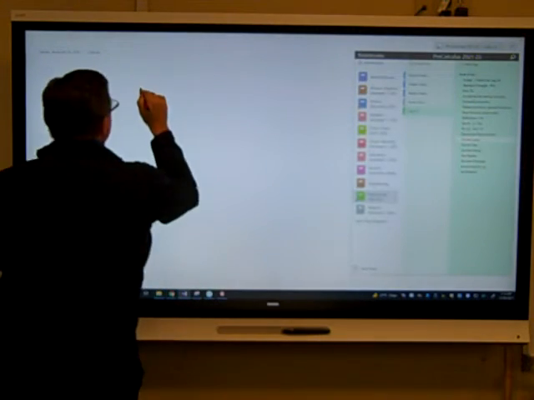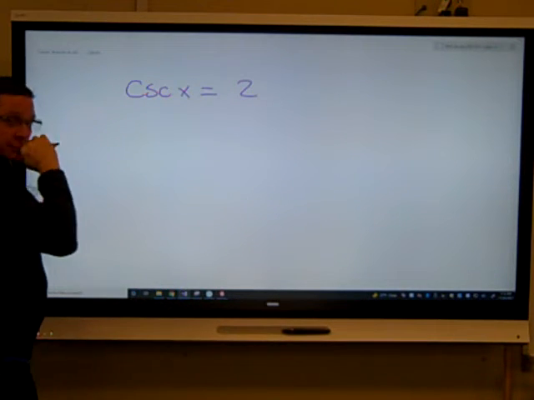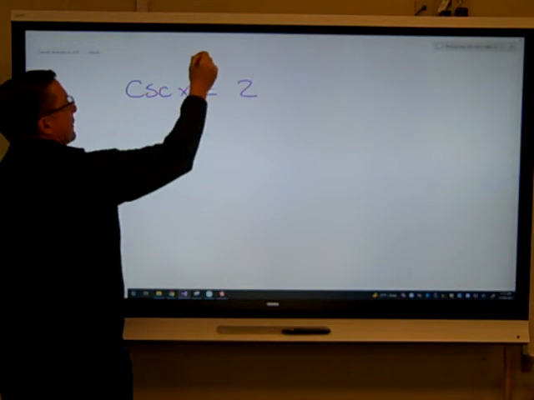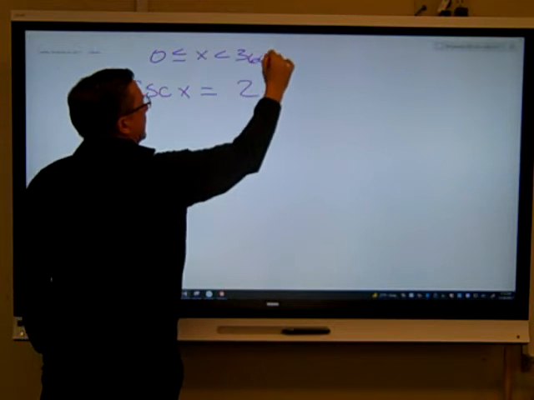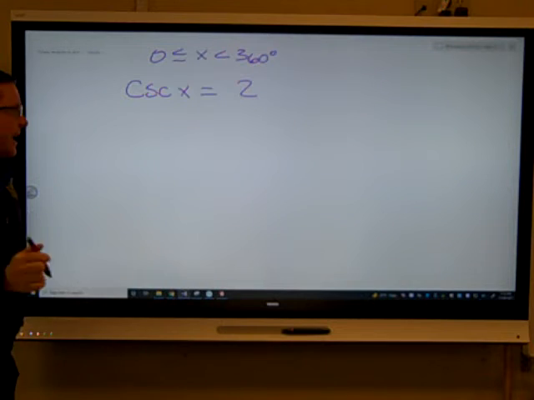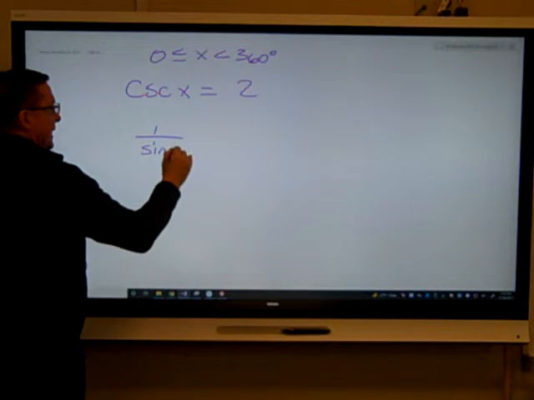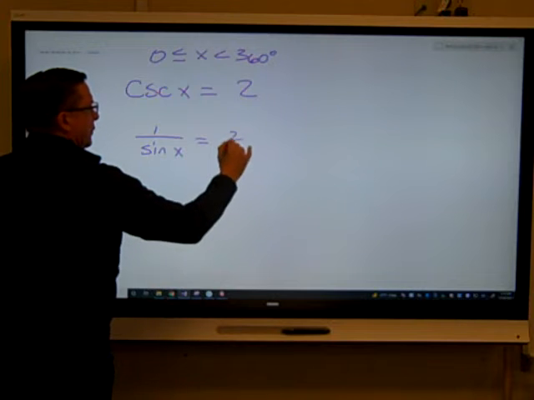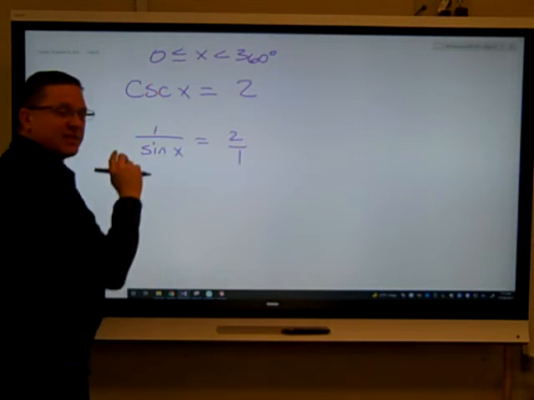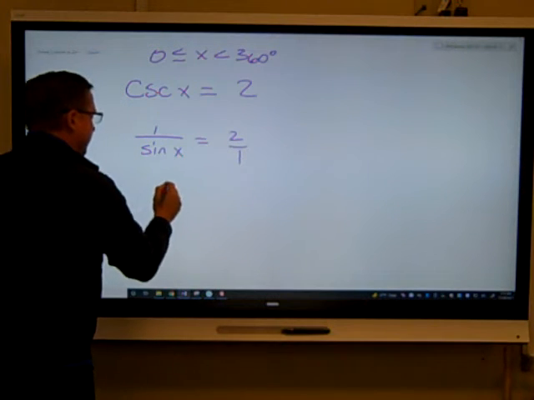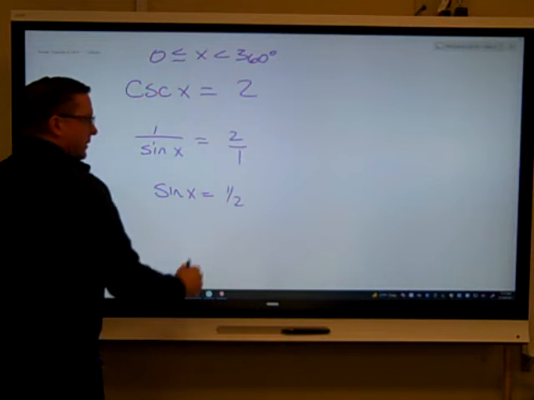All right. When we see these problems, sometimes they look like this too. Cosecant x equals 2. And we would bound x from 0 to 360. So when we have problems like this, first thing to recognize is this is 1 over sine x equals 2 over 1. I can cross multiply and solve, but since it's only two terms, I can just make this flip, right? And get sine x equals a half.